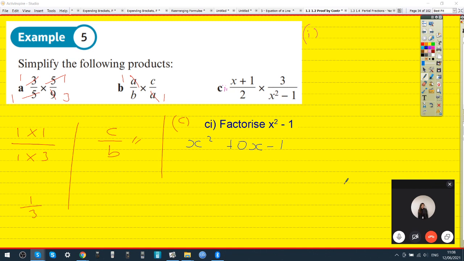So can we just solve it in the calculator? Yes. You get x equals 1 or x equals minus 1. Okay. And so factorize that. x minus 1 and x plus 1.